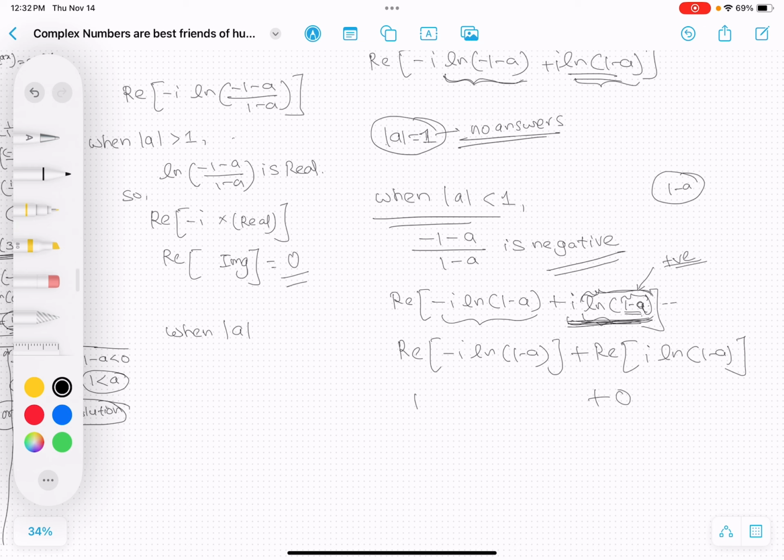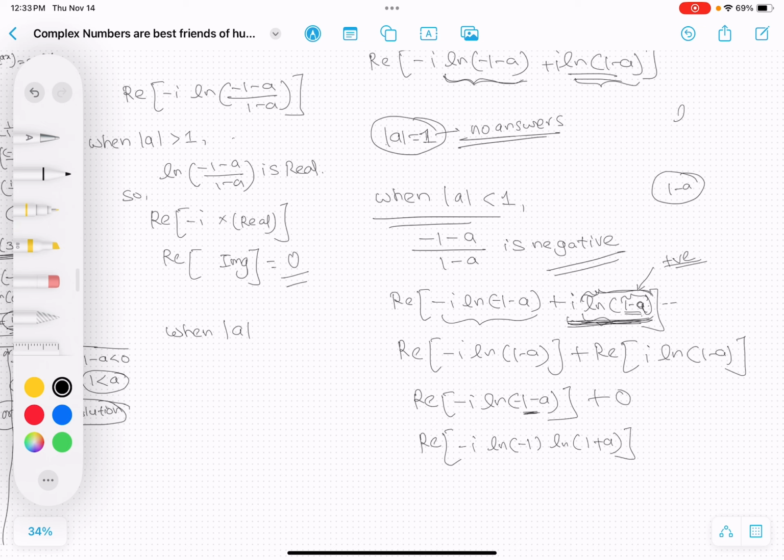So we just need to look at the real part contribution from the first one, which is negative 1 negative a, right? Now over here, if modulus of a is less than 1, you can definitely see that this is always negative, because even if a is 0.5 or negative 0.5, that's always negative. So what we will try to do is break this as ln of minus 1 times ln of 1 plus a. We can do that, right?